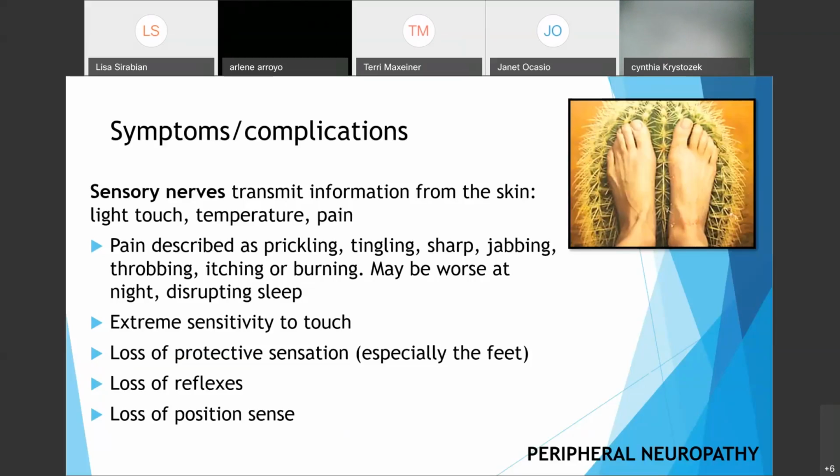They may have extreme sensitivity to touch. An example I've used a number of times is knowing when somebody has had shingles because that area may remain, they may have damage to the nerves in that area and it may be very, very sensitive to touch. They also have a loss of the protective sensation. So hypersensitive in some areas, but a loss of the needed sensation, especially to their feet, loss of reflexes, and a loss of position sense.